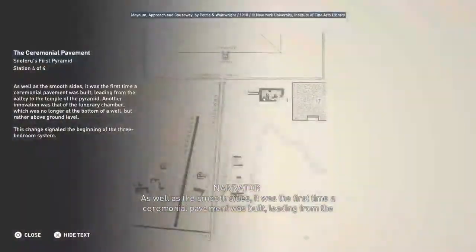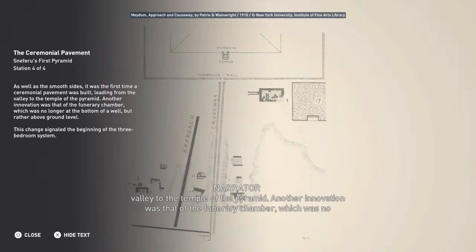As well as the smooth sides, it was the first time a ceremonial pavement was built, leading from the valley to the temple of the pyramid. Another innovation was that of the funerary chamber, which was no longer at the bottom of a well, but rather above ground level. This change signaled the beginning of the 3-bedroom system.